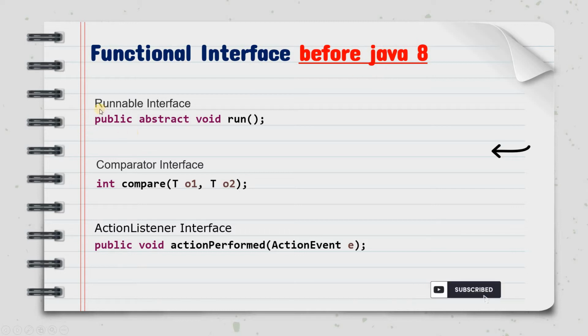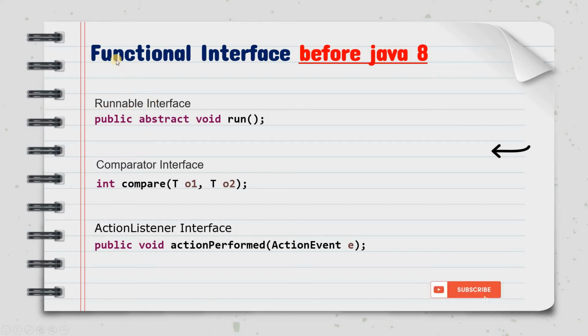Now, the very first example is Runnable Interface. So, I believe you guys know a little bit about multi-threading. How do you create a thread class? So, either you can extend the thread class, right? Or you can implement the Runnable Interface. Remember, this is the same Runnable Interface which you use to create a thread, right?